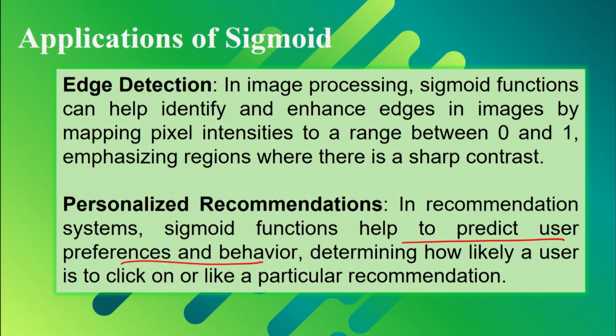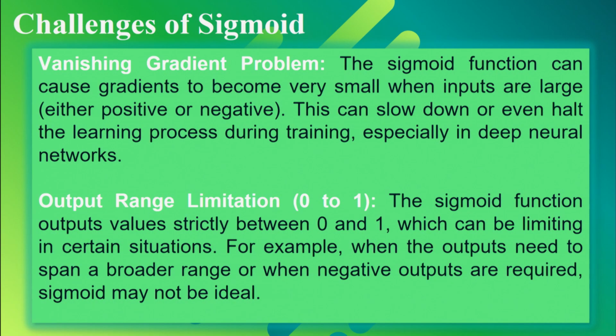Now, in personalized recommendation systems, we can see that these sigmoid functions help us to predict whether the user preferences and behavior have led to a particular click or a particular recommendation or not. Now, moving on to the challenges or limitations that are faced by a sigmoid function while applied in machine learning.